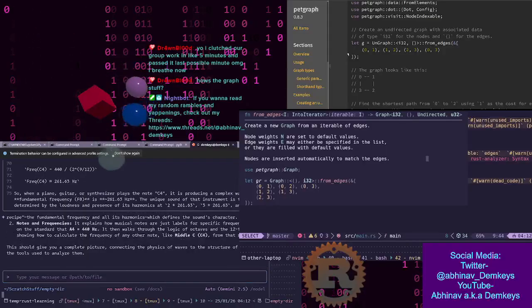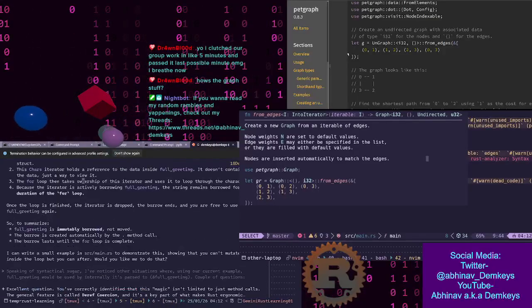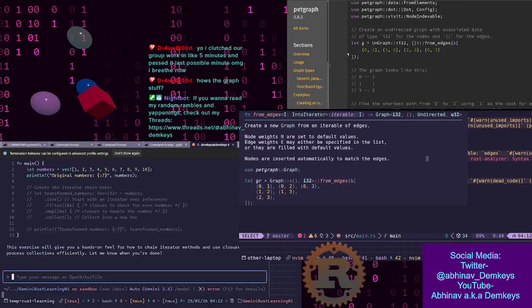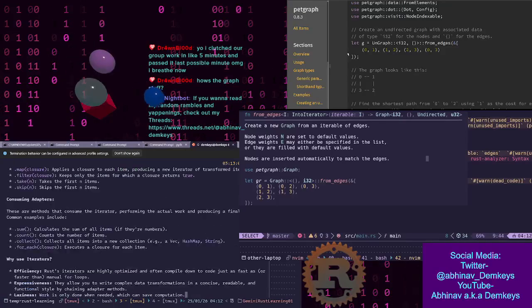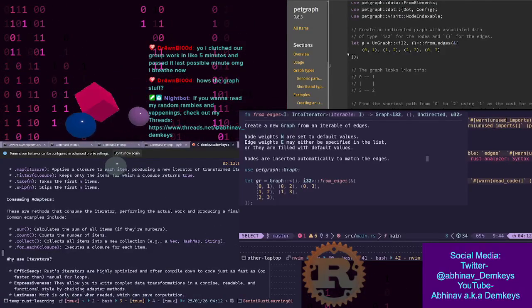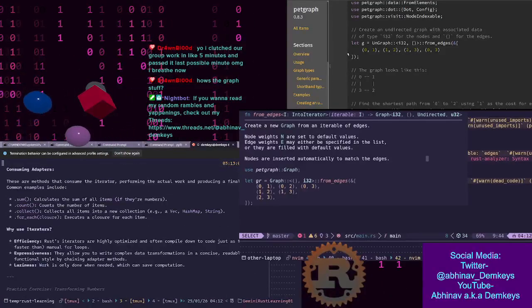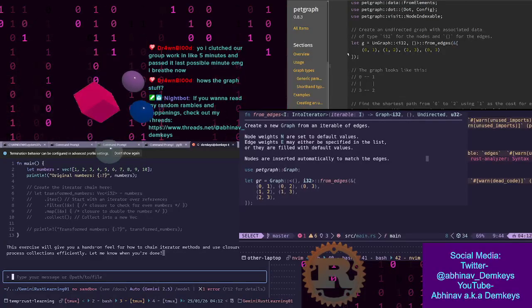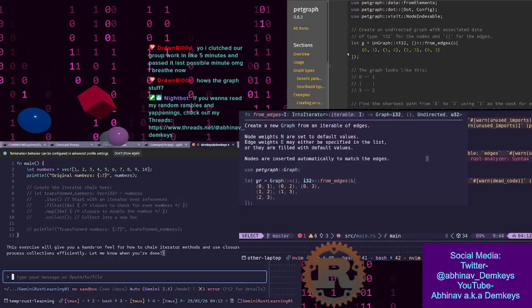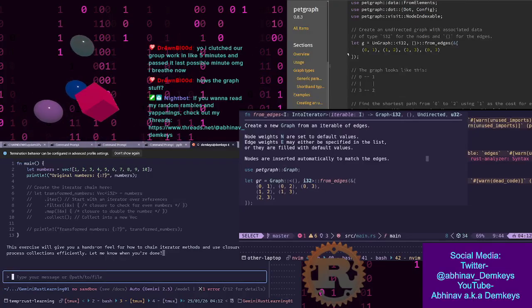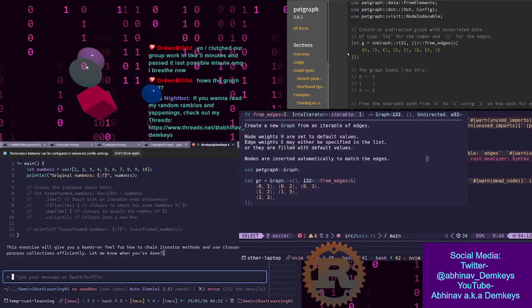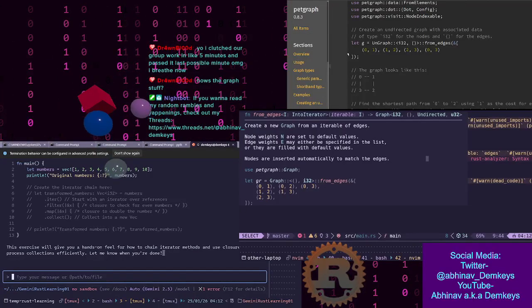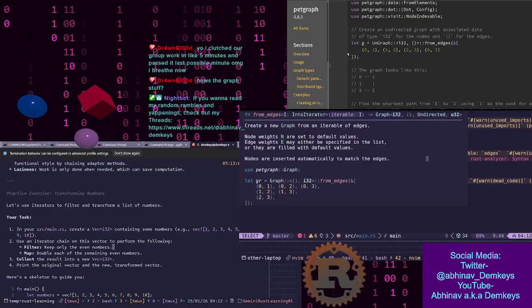We are still. Hold on. Let's go back to that conversation. Where is it? I think it's here. I think this is the one. Yeah, we are still here in iterators. I don't remember if it's going to ask us to, with this exercise, will give you a hands-on feel on how to chain iterator methods and use closures to process collections efficiently.